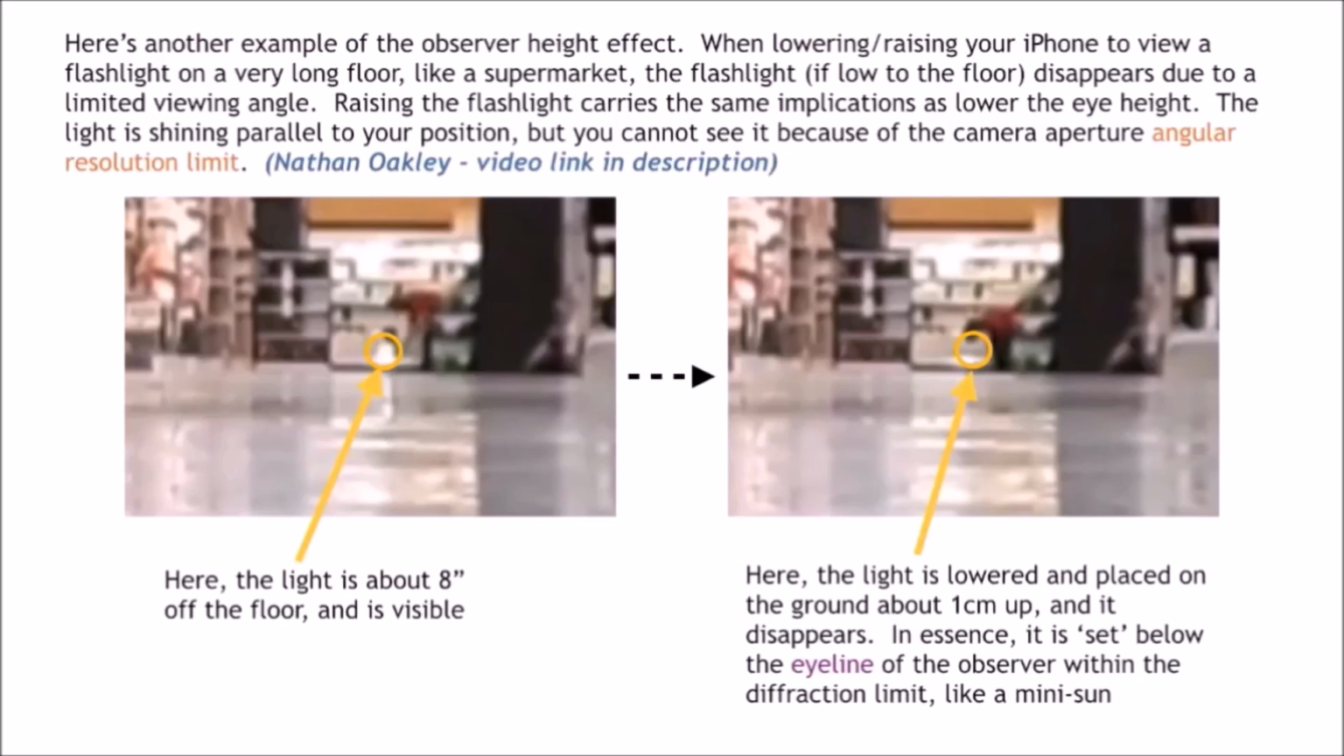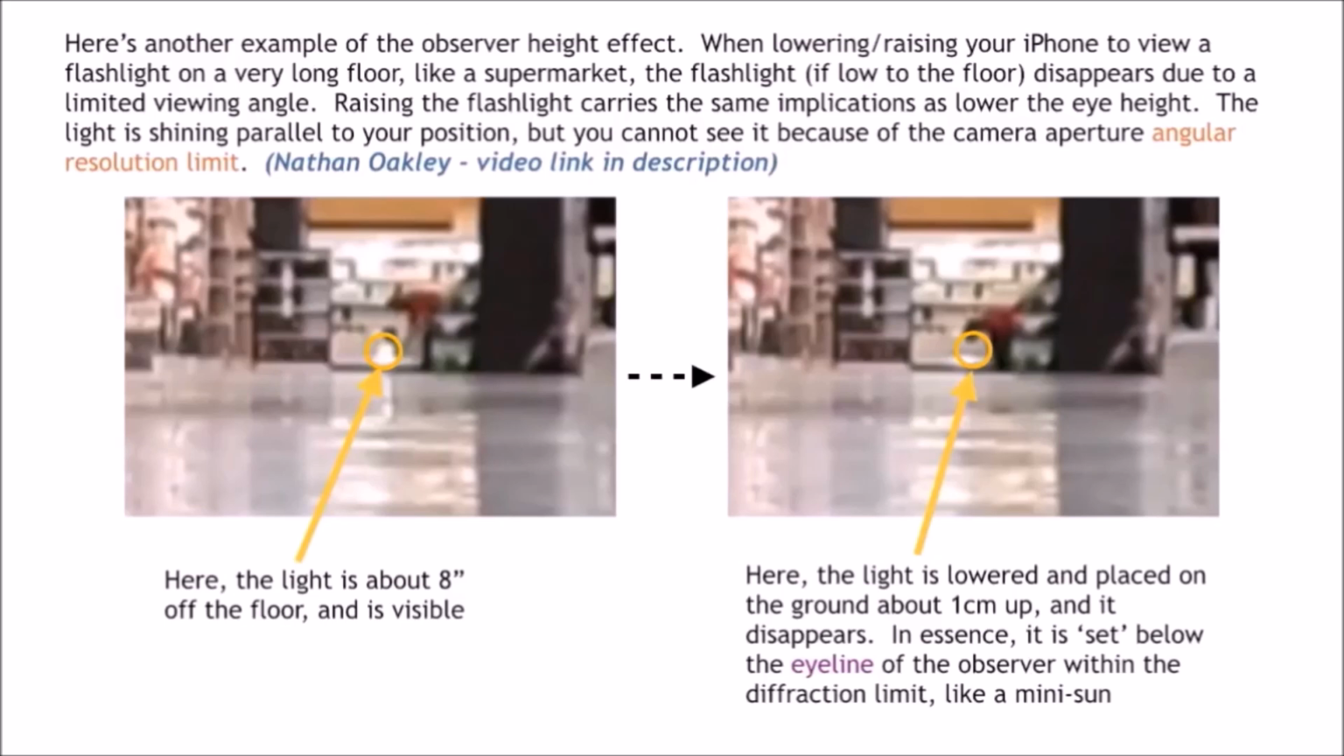So raising the flashlight carries the same implications as lowering your eye height. The light is shining parallel to your position. Keep that in mind. That light is shining essentially in a direct line, or what you would think would be a direct line, straight to the phone, but the phone camera cannot pick it up. It cannot resolve the light. It has hit its angular resolution limit.